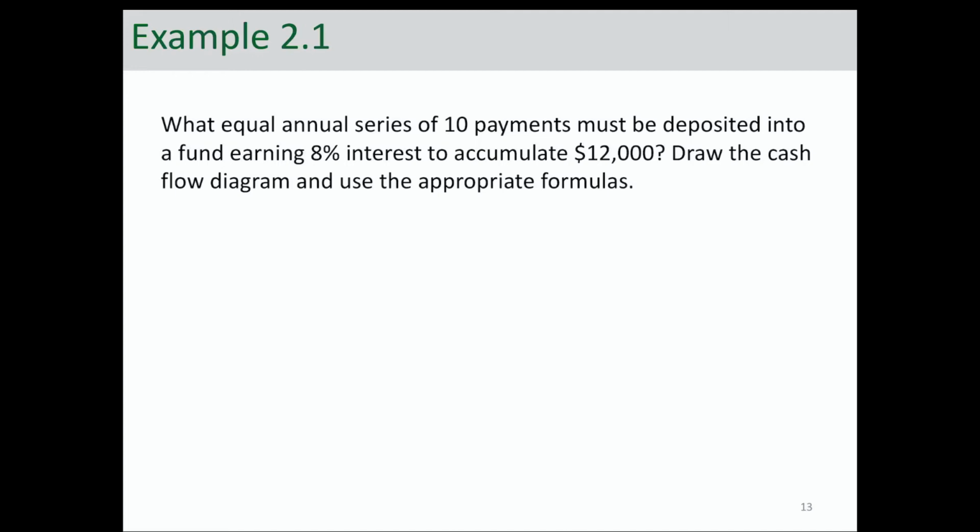So by reading the problem, we are essentially looking for equal annual series. So we're looking for A, and the number of periods is 10. The interest rate I is 8%, and what we want to have is to accumulate $12,000 at the end of the 10th year. So this is our future value. To write what information we have, N is 10, we're looking for A, I is 8%, and F is $12,000.